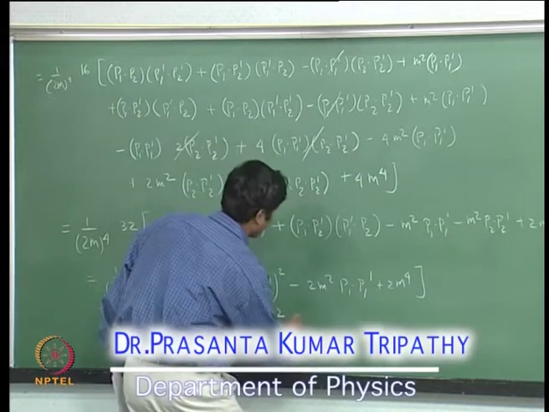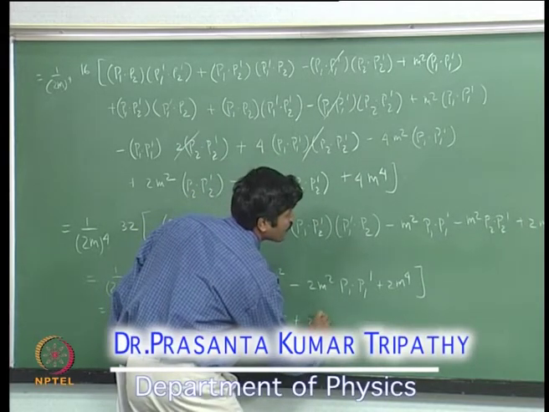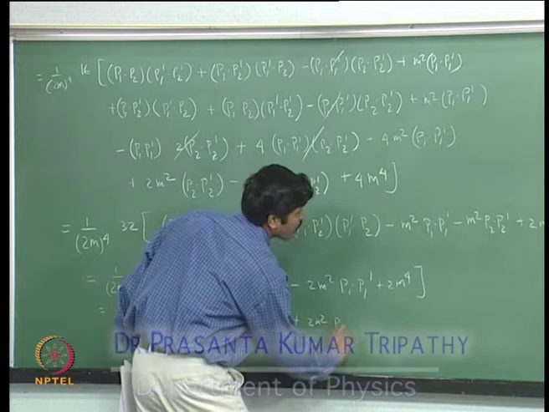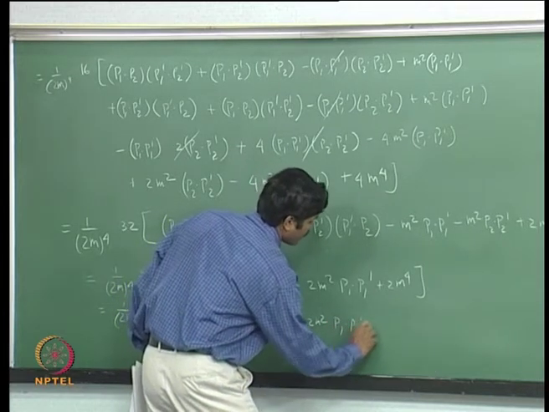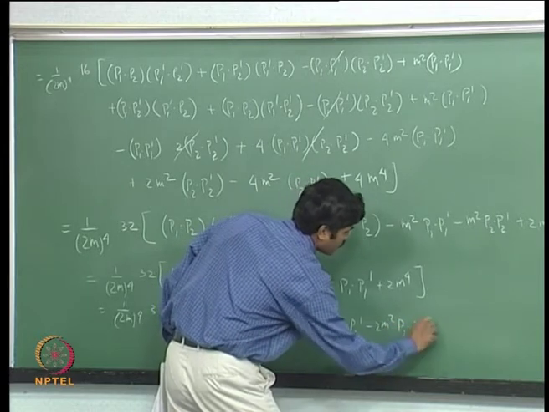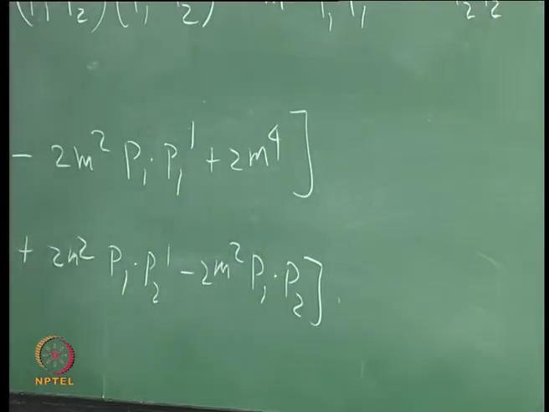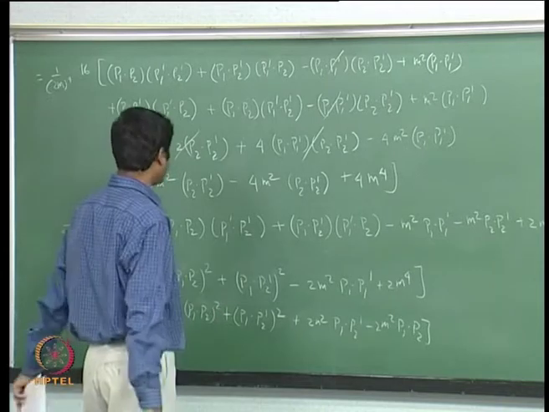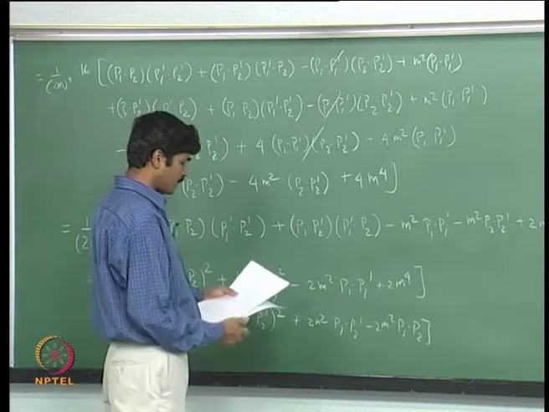So plus twice m square p1 dot p2 prime minus twice m square p1 dot p2. That's all I get for the first term in the trace.